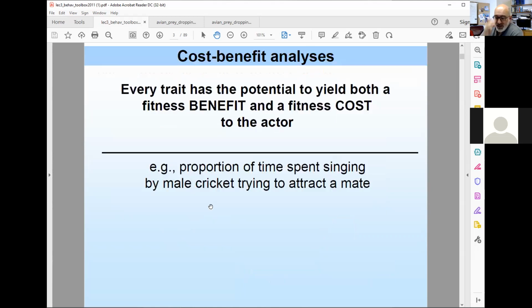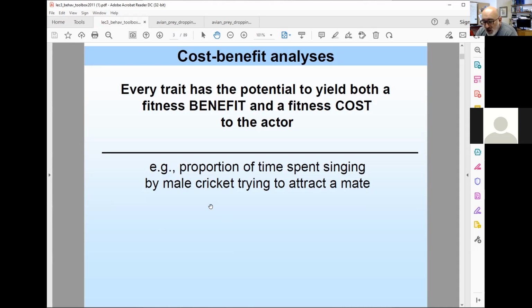So every trait, and in this case we're interested mostly in complicated traits like behavior, has a fitness benefit and a fitness cost to the individual that's performing the behavior. When a cricket calls, it is attracting a female to mate. The longer the male calls, the more females it might attract, or the more attractive it makes itself for females. And so that is the benefit.